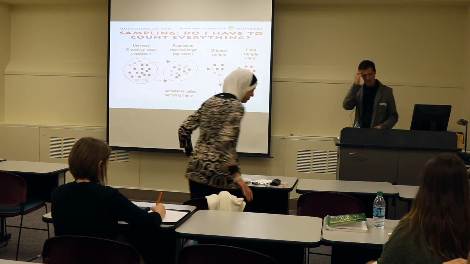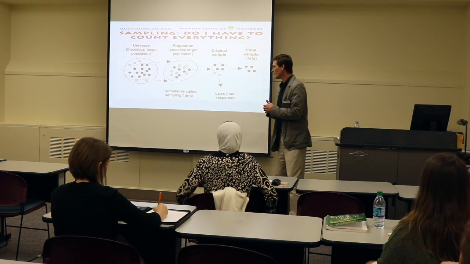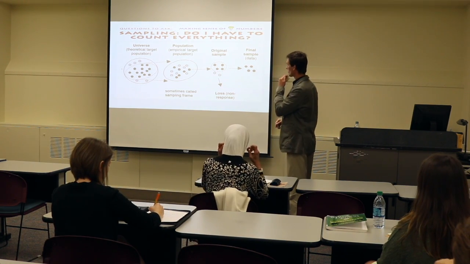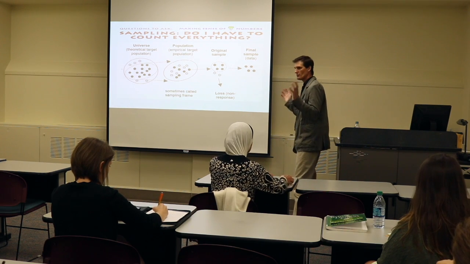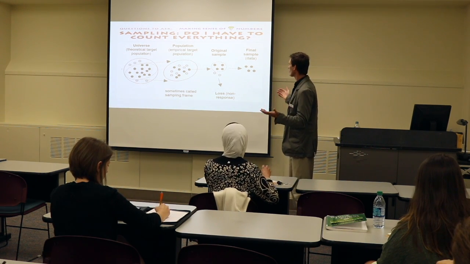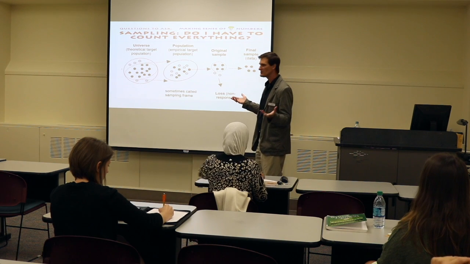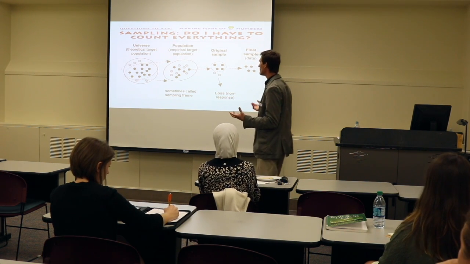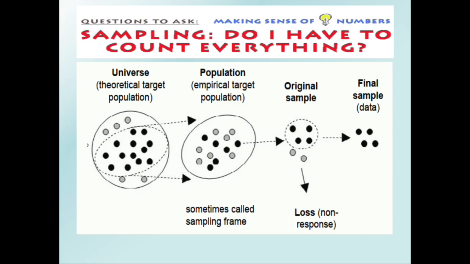Okay, so just a little heuristic for thinking about what this might look like. Sometimes we ask, do we really need to measure everything? And of course, the answer is no. That's why we're taking samples, right? But we want to do an adequate job of sampling. So we have the universe, which is the theoretical target population, everybody that we want to be able to generalize our findings to, and then the empirical target population of the individuals within that universe that we actually have access to or that we can actually contact, right?